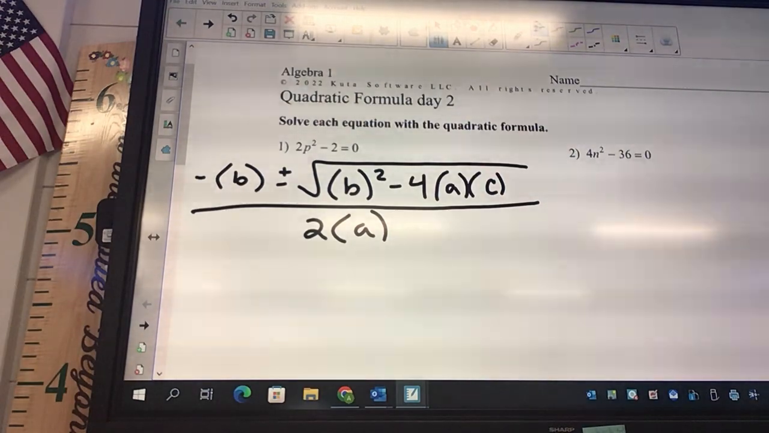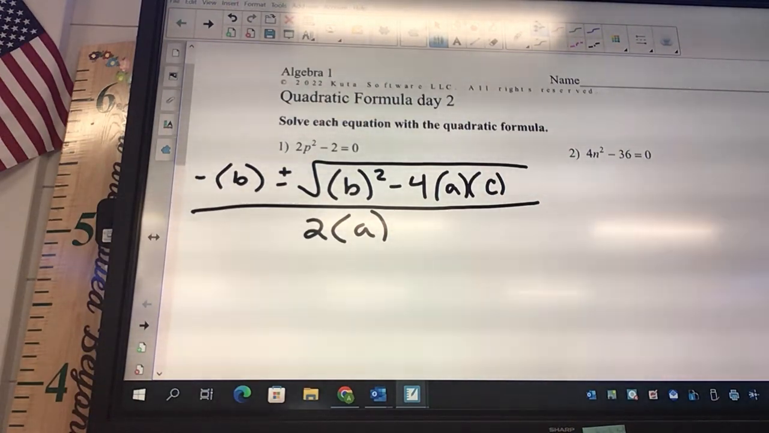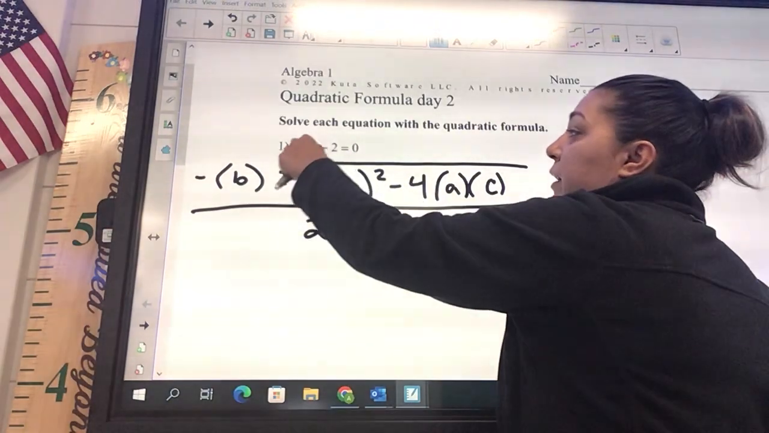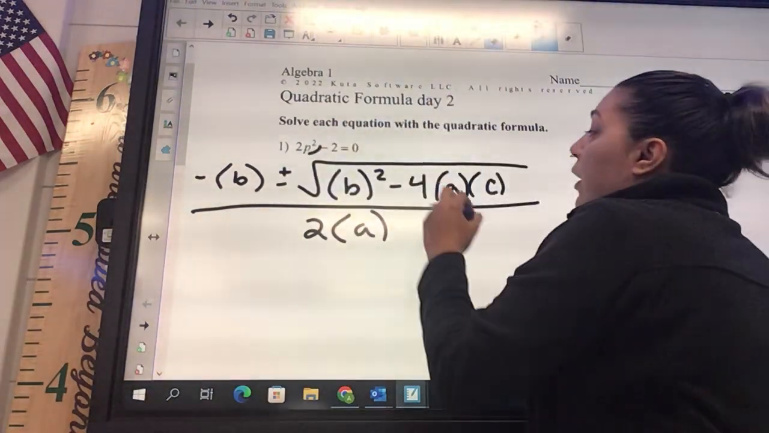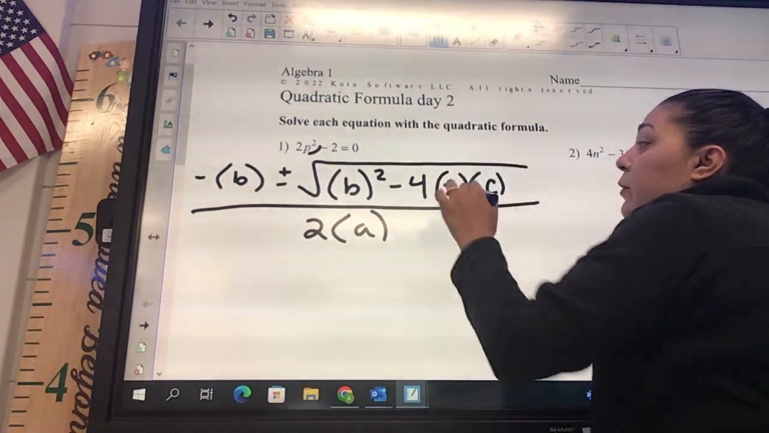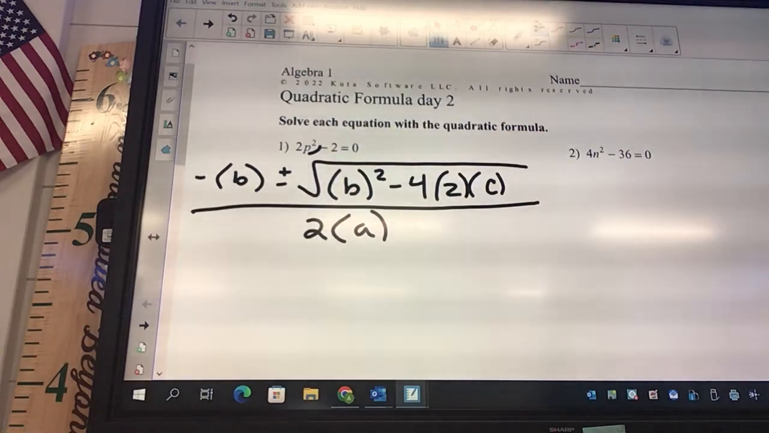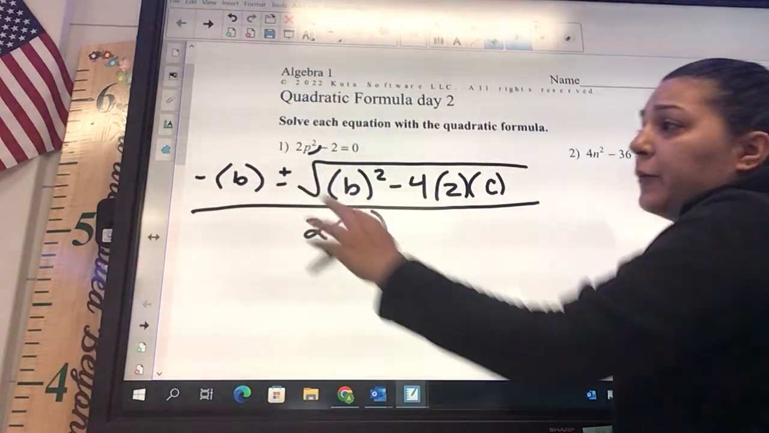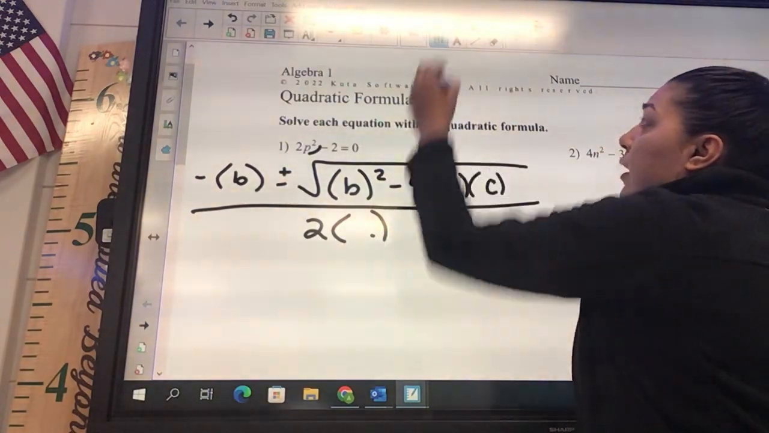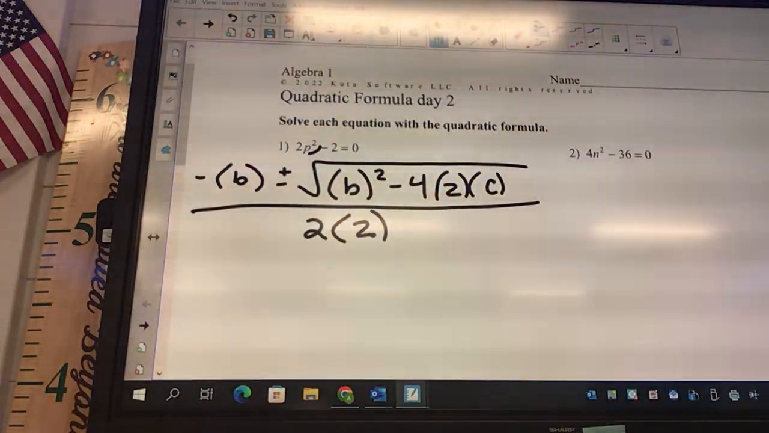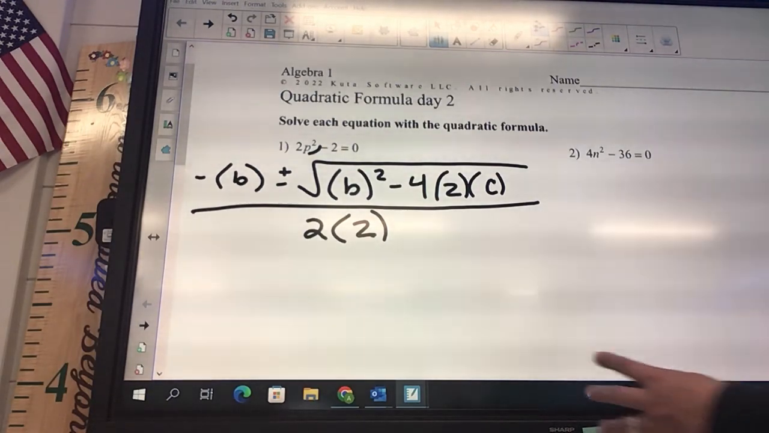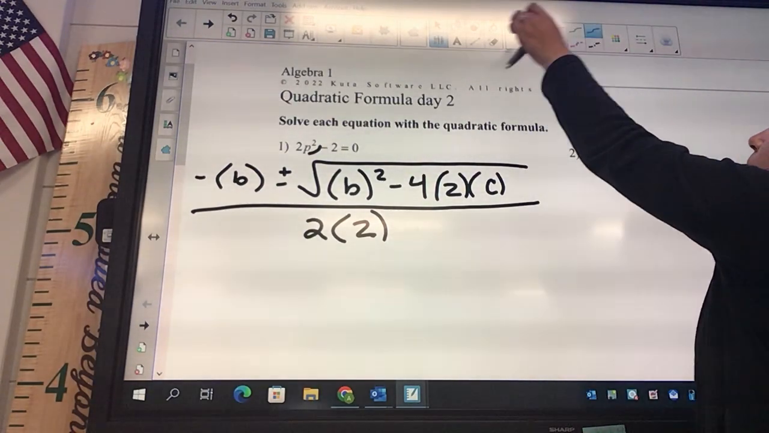What is our a? A is 2, okay? The part with the p squared is going to be 2. So wherever there's an a on here, erase it and put a 2, okay? That way you don't forget your parentheses or anything. If you're good at the formula and you were doing fine yesterday, then do it the way that you learned yesterday. But if you're not, then that would be my suggestion. It kind of sucks. You have to go through and erase each piece, but whatever. Okay, what is the b?